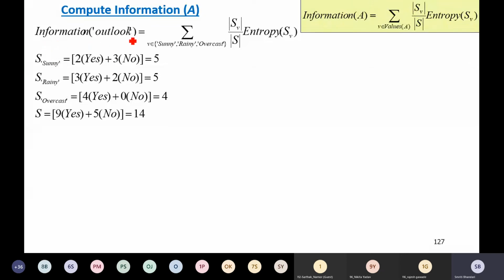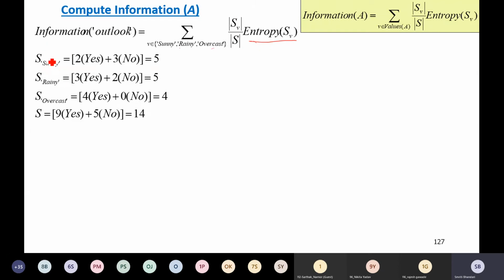See here how we are going to compute information for outlook. So information for outlook is equal to summation over v that belongs to values of A. So we have 3 values of A. Values of A is the subset that contains the values for this attribute outlook. So sunny, rainy and overcast are the 3 values, right? And next our formula is Sv by S, entropy of Sv. We have computed all those entropies in the previous slide.